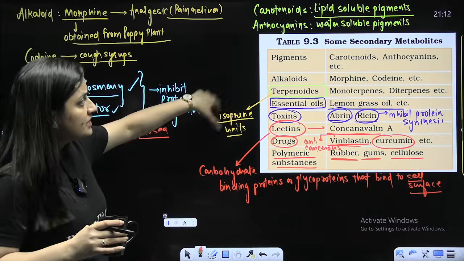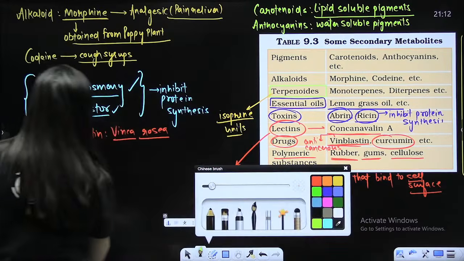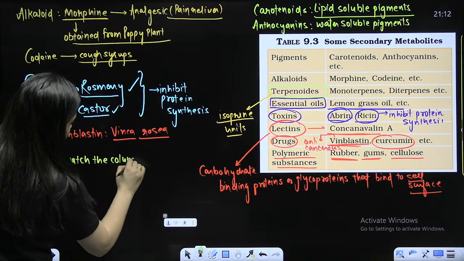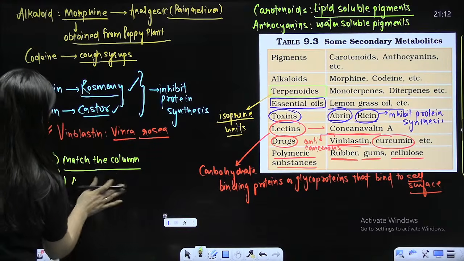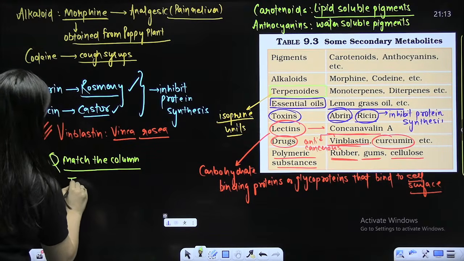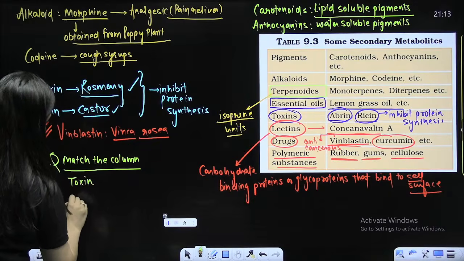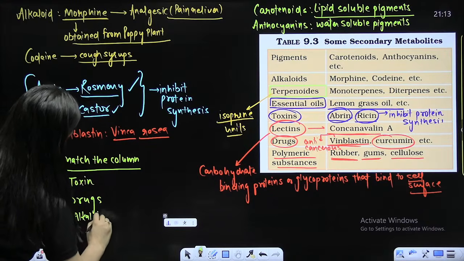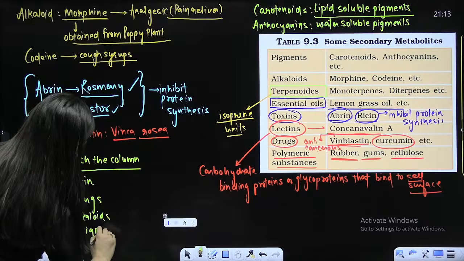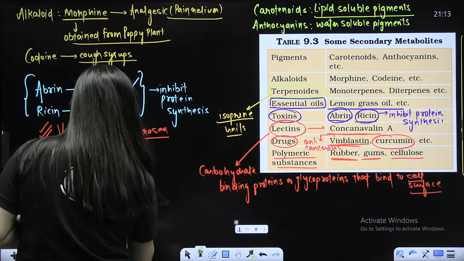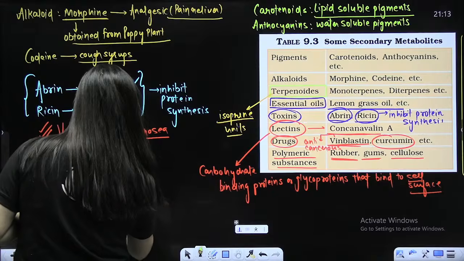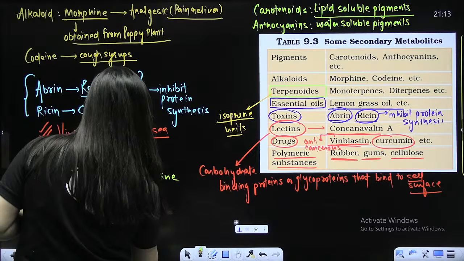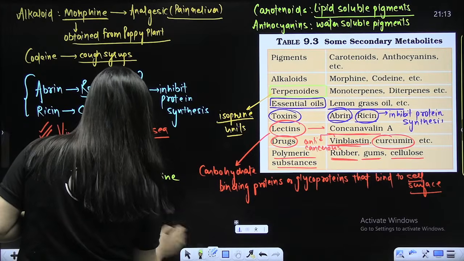Okay. So from this particular table, what sort of question do they ask? Sometimes they ask you the match the column type of questions, right? Like they'll give you the list. Let's suppose here I'm writing toxins, drugs, alkaloids, pigments. I'll give you one example, okay? Toxin, drugs, alkaloid, pigments.